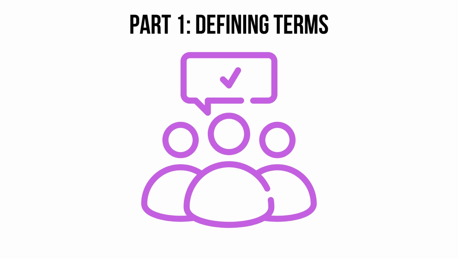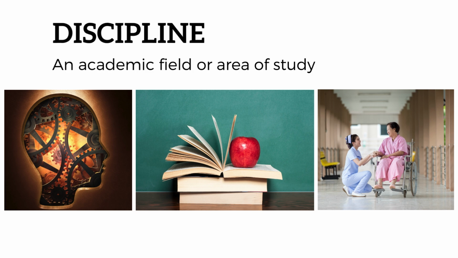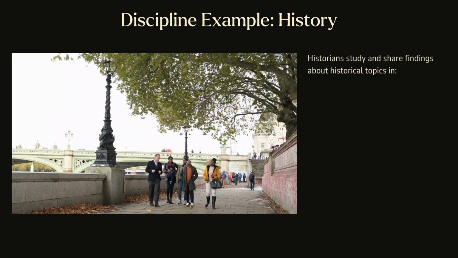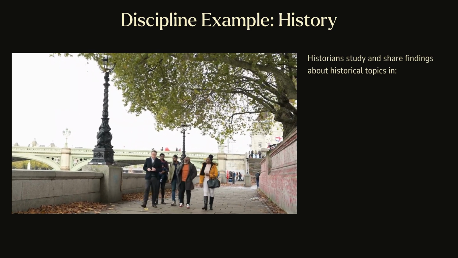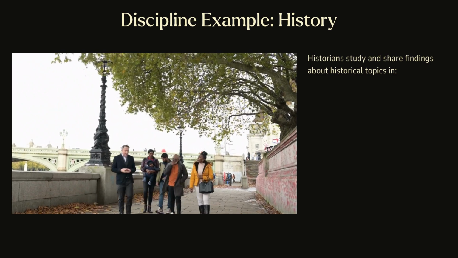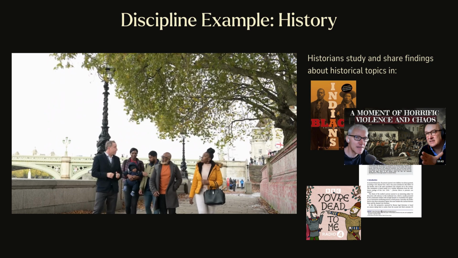One of the most important words for your PRST 3995 assignment is discipline. In this context, what we mean is a specific academic field or area of study. A discipline might be psychology, education, or nursing. Each discipline will have its own experts, theories, and publications. For example, the discipline of history has historians who study and write about historical topics and share their findings through books, articles, podcasts, or online videos.